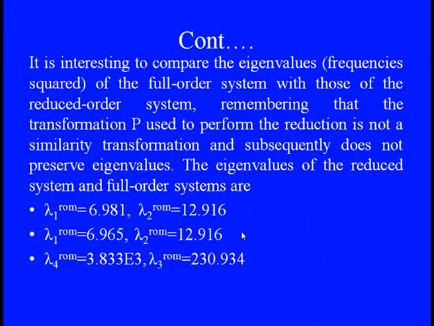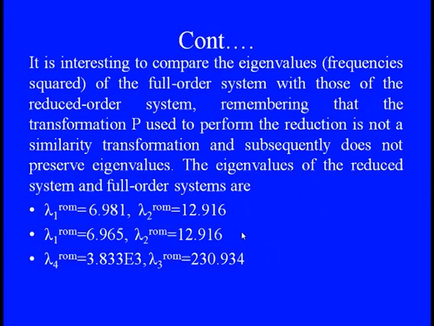We have the lambda 1 ROM, which is 6.981, and the lambda 2 ROM is 12.916. Similarly, we now have lambda 3 and lambda 4. ROM is the reduced order model, and you can simply see that we have 3.83 into 10 to the power 3 and 230.934 as lambda 3 and lambda 4, in comparison to the full scale model.